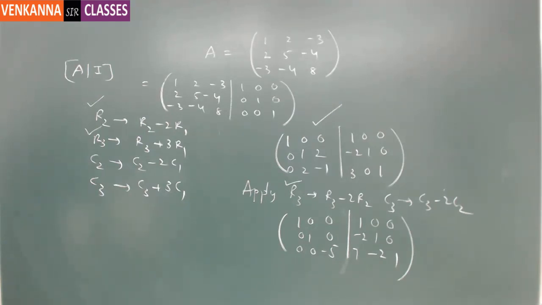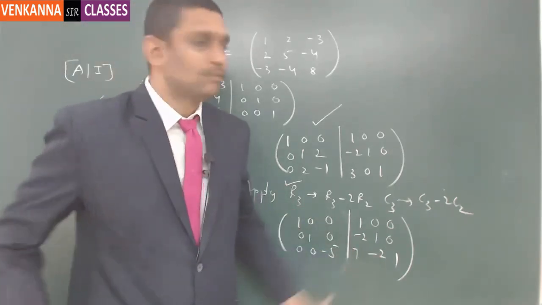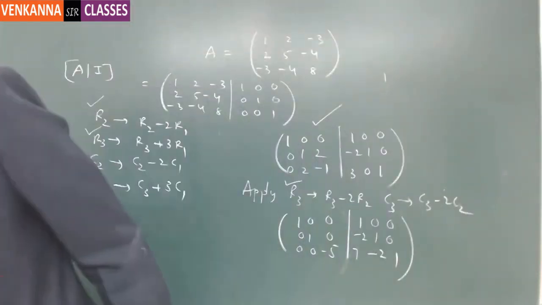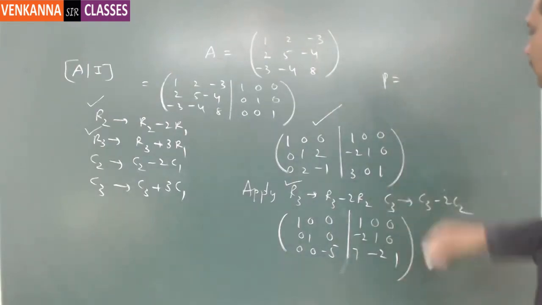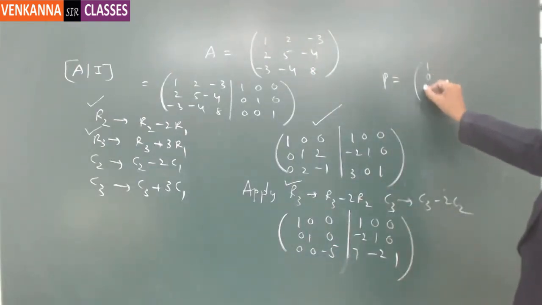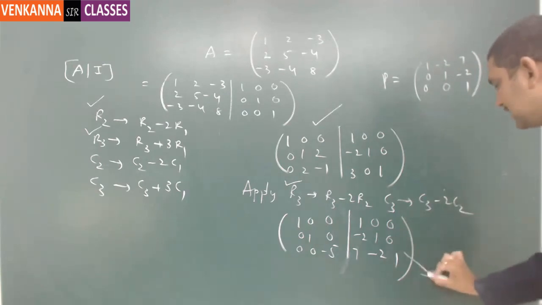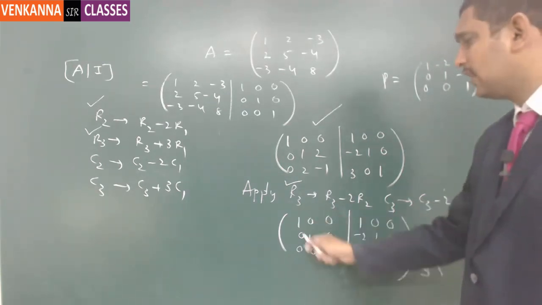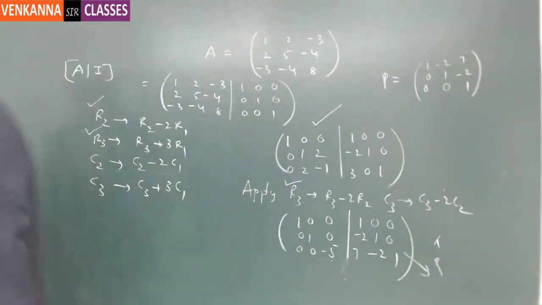Right. So this part is nothing but P transpose. So in order to write P, you consider the transpose of this matrix. Nothing but 1 0 0, minus 2 1 0, 7 minus 2 1. This is our matrix P and this is nothing but P transpose. And this is the diagonal matrix D where 1, 1, minus 5 are nothing but the eigenvalues. Okay?